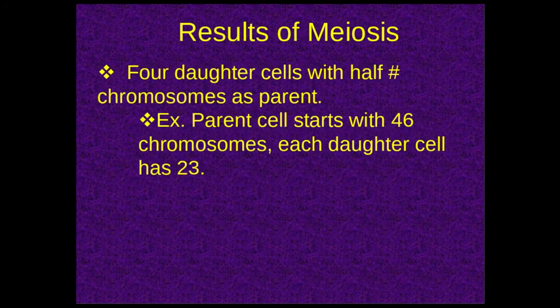So the results, 4 daughter cells with half the number of chromosomes as the parent. And like in humans, we have 46 chromosomes. So the parent starts with 46, each daughter cell gets 23. So every egg and every sperm has 23 chromosomes, right? That's when they come together to make a human. You get 23 from mom, 23 from dad.